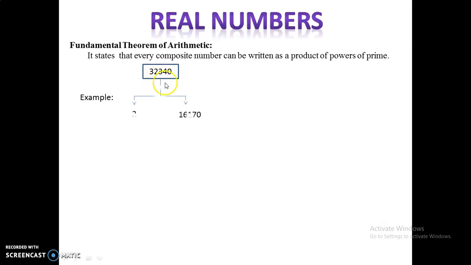So I divide this 32340 by 2, and I get 16170. Now again we can divide this value by 2, and by dividing it by 2, I get a value of 8085. Now it cannot be divided by 2. So the next prime is 3, but let me take 5 first. By taking 5, I get 1617.